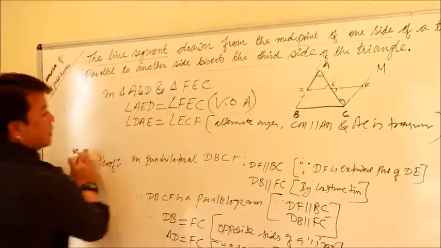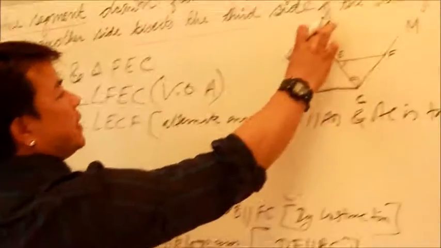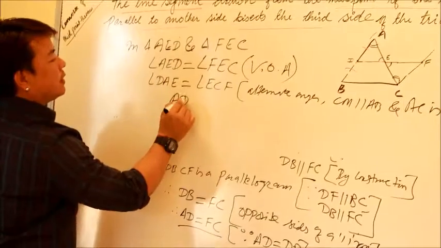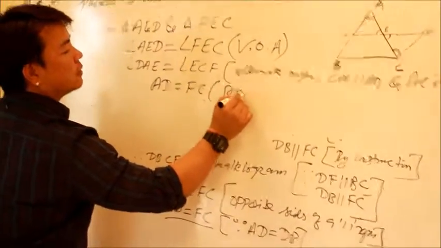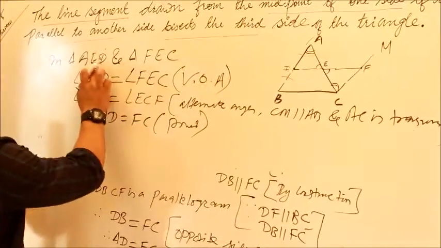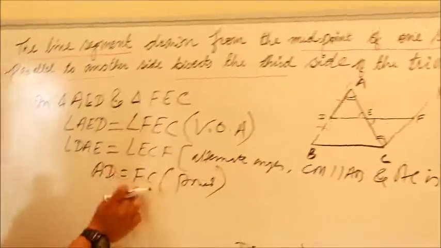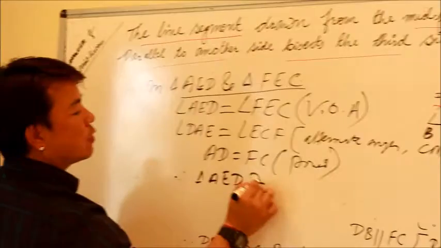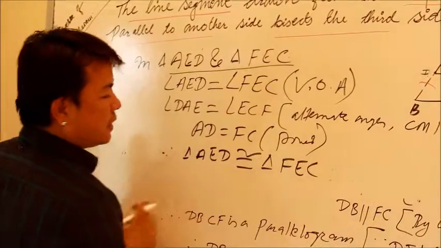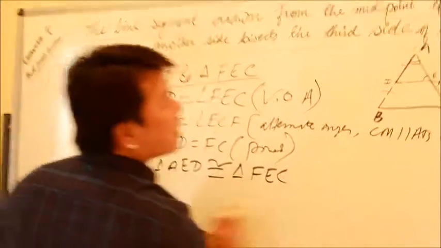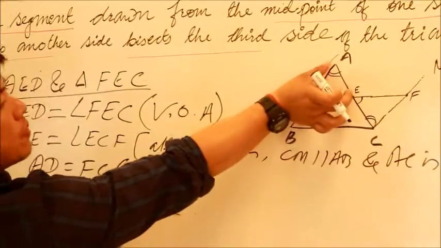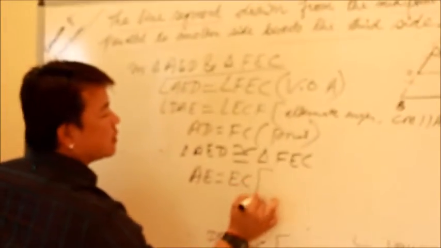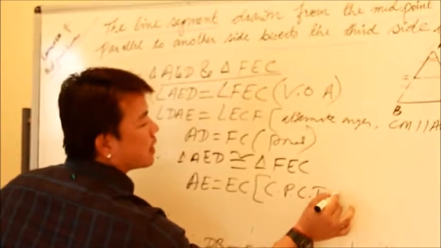Then another pair of sides: AD is equal to FC, which we already proved. So these two triangles are congruent by angle-side-angle. Now we can write triangle AED is congruent to triangle FEC. If these two triangles are congruent, then their corresponding parts are equal. The corresponding part of AE is EC. So AE is equal to EC. Reason: corresponding parts of congruent triangles are congruent.